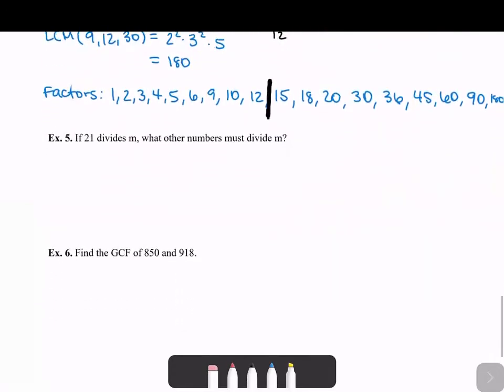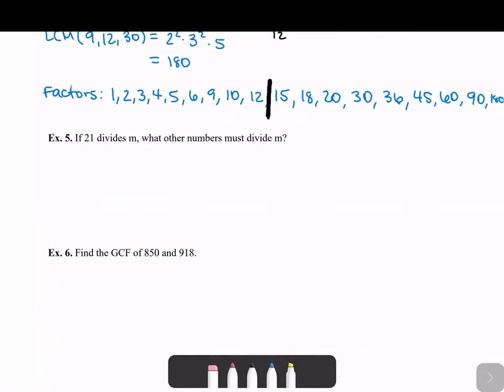So now we're going to do another example. If 21 divides m, what other numbers must divide m? This is kind of combining things that we've talked about before with this concept of divides in the first section of chapter 5. If 21 divides m, what other numbers must divide m? And specifically, this is talking about that product.